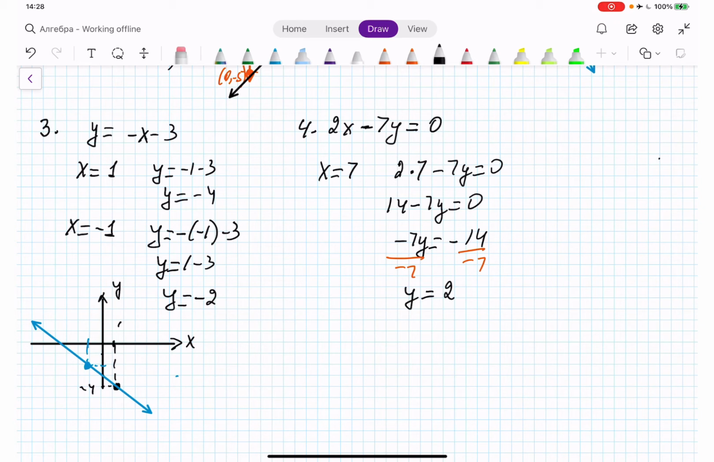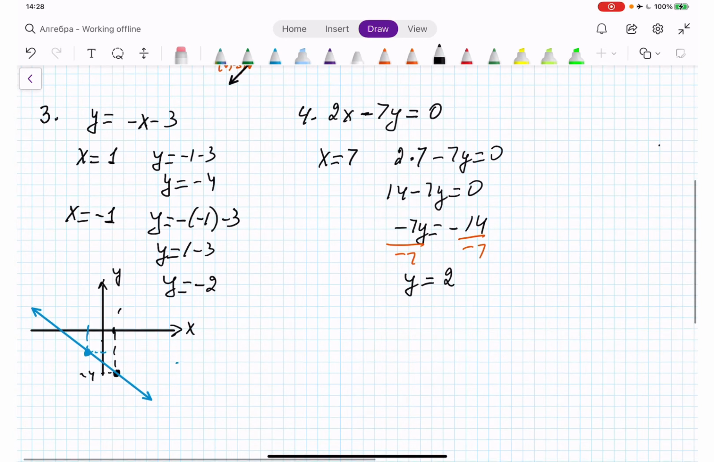So when you have numbers like 2 and 7, 5 and 7, like 11 and 3, you just take these numbers. If it is 7y, x takes 7. If it is 2x, then y takes 2, because in both cases you get 14. If you understand what I mean.